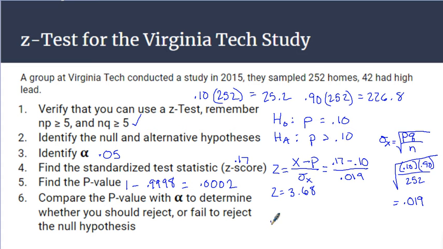So let's compare our p-value with our alpha value of 0.05. 0.0002 is smaller than 0.05. So we are going to reject our null hypothesis. There's no way that the proportion of homes with unsafe water is only 10%. It's got to be higher. Otherwise, it's super unlikely that our sample would have 17%. So the water in Flint is not safe. That would be our conclusion.